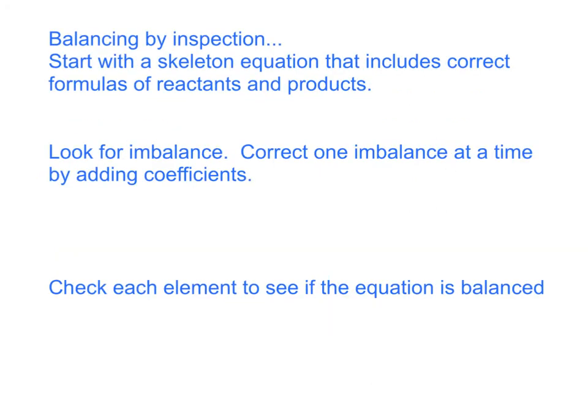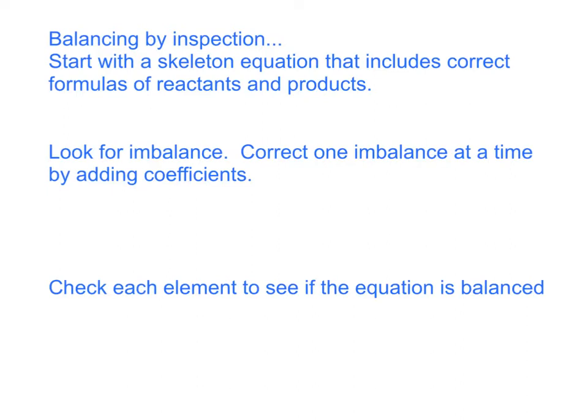Alright, so we didn't actually write down these inspection steps yet, but we put them down on this slide, so these are some good steps that you should copy in. And the first step, of course, with the water, we had to write down the skeleton equation. So that would be H2 plus O2 yields H2O. That's going to have your reactants and products with their correct chemical formulas in the right place, but it's probably most often not going to be balanced.